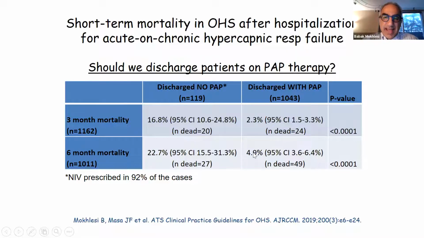Again, this is a biased sample because we don't know why these people were discharged without therapy. So it's hard to make a lot of inferences from this. And that's why we were very cautious in how we worded this in the clinical practice guidelines, because we didn't want to shut doors for future research. We didn't want people to take this and say, this is a new dogma, everybody has to be discharged on some form of therapy. We need good research to ascertain whether this is actually true or not.